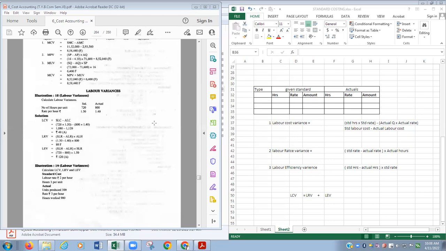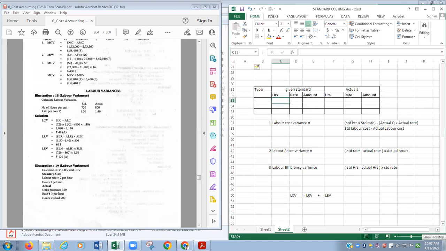So to produce 1 unit of a given output, labor hours required are 720, that is standard, and the standard rate, that is wages payable per hour, is 1.50. Actuals are given just next to that. In actual, we needed 800 hours per unit, and the rate paid was 1.40 per hour. Now let us tabulate this. You can see the Excel sheet just next to the PDF view.